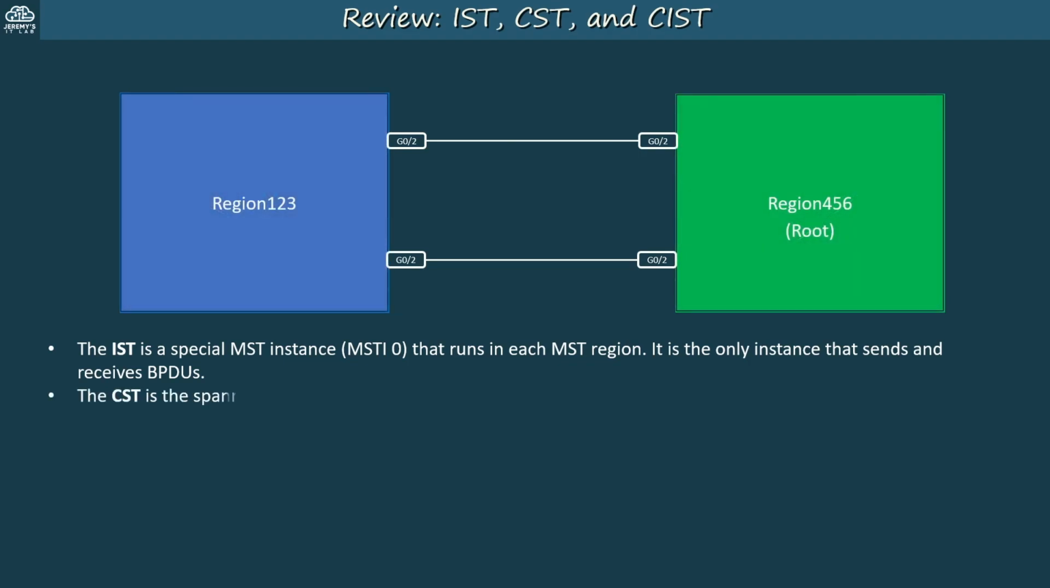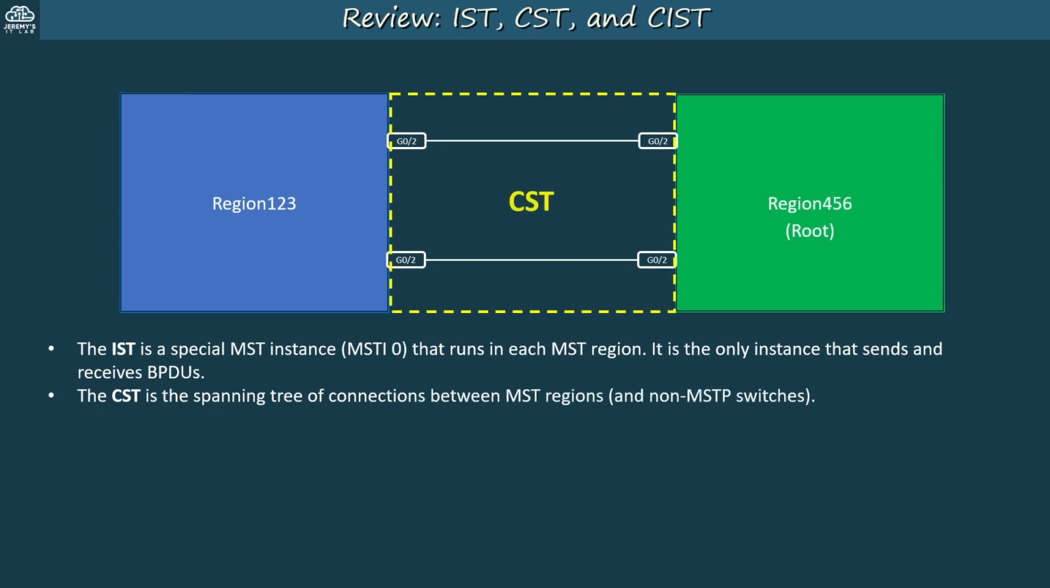The CST, common spanning tree, is the spanning tree of connections between MST regions, and other switches that don't run MSTP, if there are any in the network. In the CST, each MST region effectively functions as a single logical switch. So this CST has two logical switches, Region123 and Region456. Region456 is the root, and here are the port roles of each port.